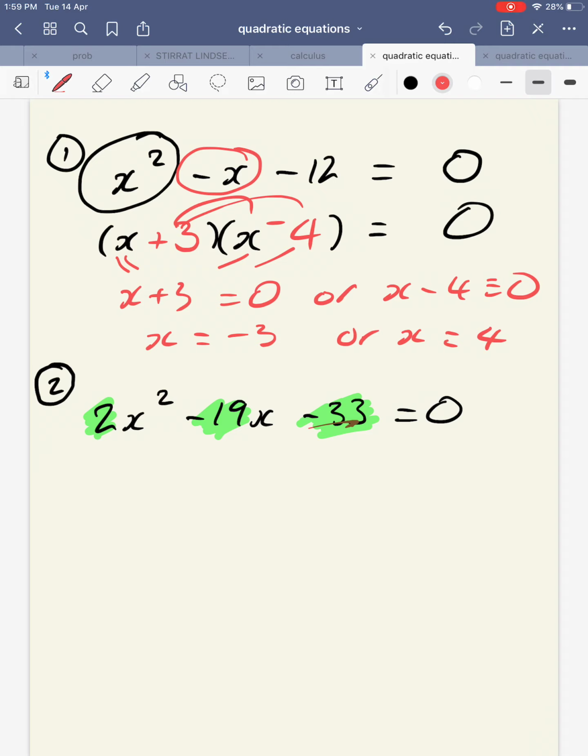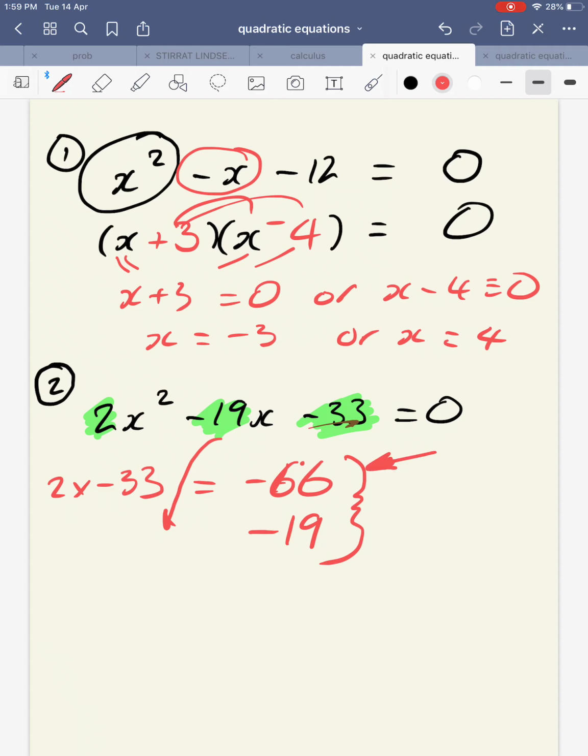You ready for this? So we do 2 times negative 33 equals negative 66. We bring down the negative 19 here, and we need two numbers that multiply to give negative 66, but then sum to give negative 19. And I can see it straight away. I can see 3 times 22 to give negative 66. But I need one of them negative 22, is that right? Negative 22 and positive 3. So negative 22 times positive 3 is negative 66, yeah, okay, that makes sense, and negative 22 plus 3 is negative 19.